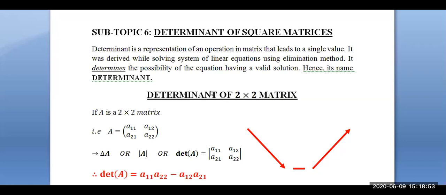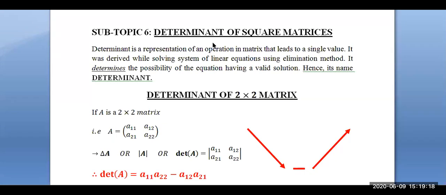So today we are going to continue with our class on matrices, and today we are going to continue with the determinants of square matrices. In the last class we looked at multiplication of matrices, and we also looked at the transpose of a matrix. So we are looking at the determinant of square matrices today. And take note of the word square matrices.